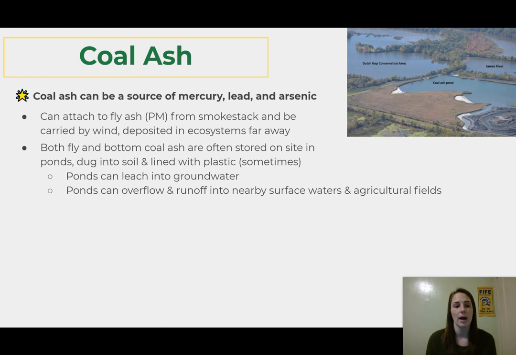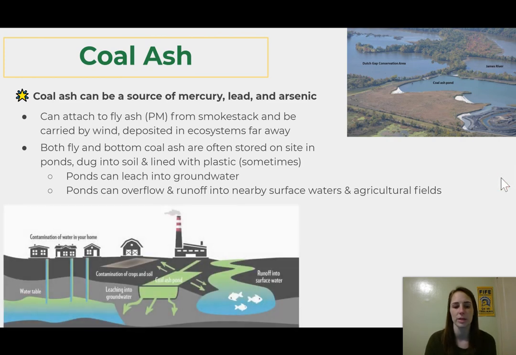You can also have the fact that we store our coal ash in sites like ponds. We dig it into the soil. We have these areas, which you can see in this picture here. And ponds can leach into groundwater. You can also have runoff and flooding where it can be overflowing into nearby surface waters and also agricultural fields. And so that's something that's always going to be a problem with these stored ponds, and it's a risk.